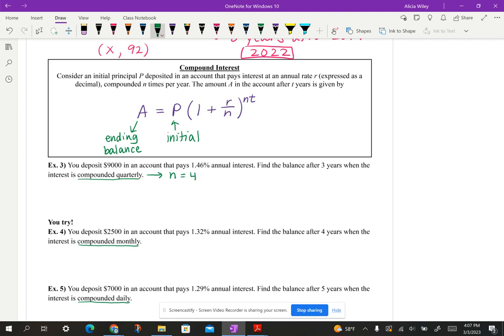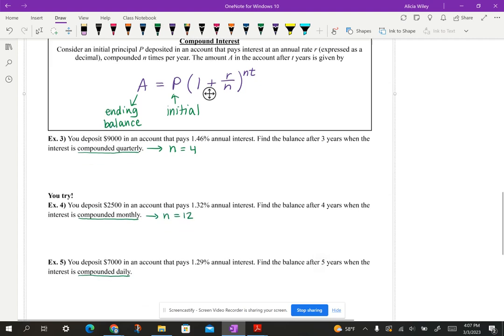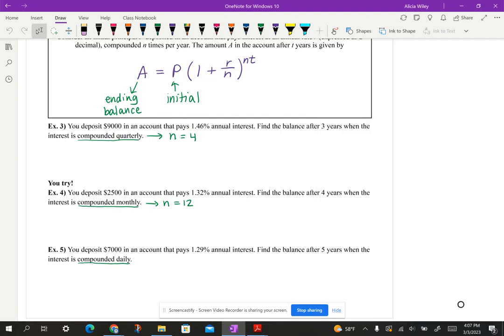Moving on to monthly, compounded monthly. In a year, there's 12 months, so N would be 12. Compounded daily, let's just assume it's not a leap year, so we'll say that the N value is 365, right? And I'm not going to do all of these. I'm going to go through the first one with you, and then I'll put the answers for the other two if you want to try them on your own.